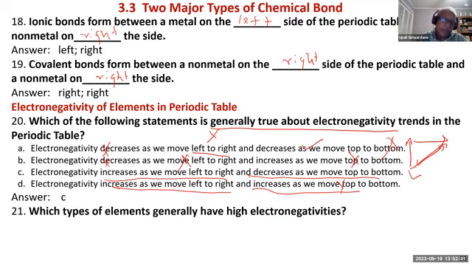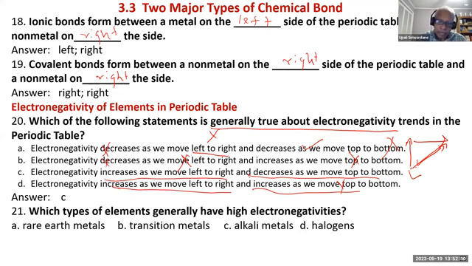What types of elements generally have a high electronegativity? Non-metals. These others are all metals: transition metals, alkali metals, rare earths, the lanthanides and actinides. Halogens are non-metals. Therefore, the answer for question 21 is D.